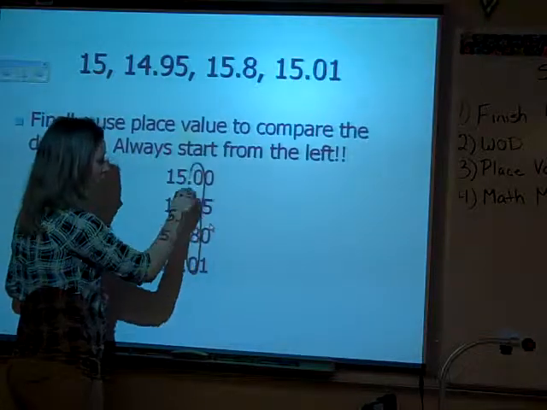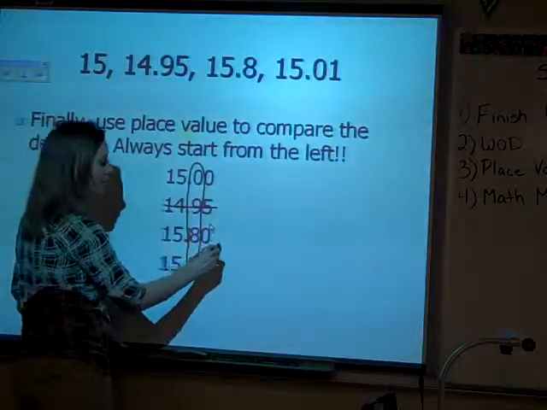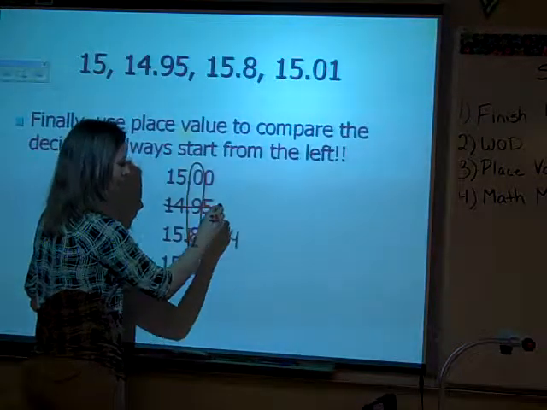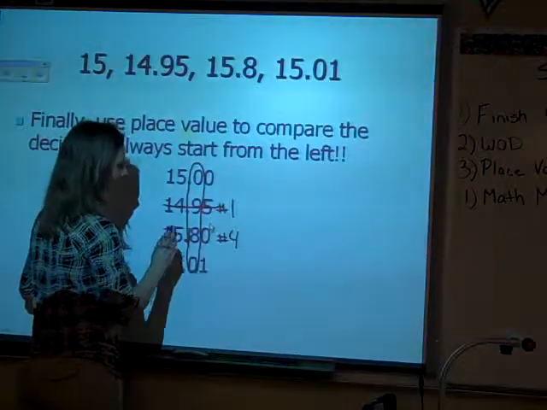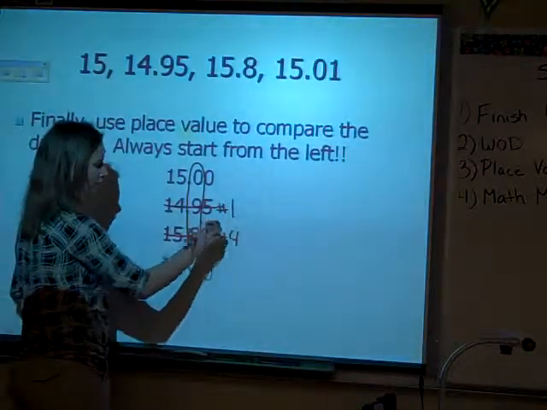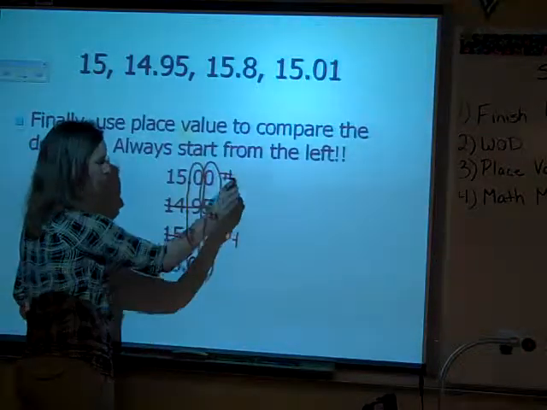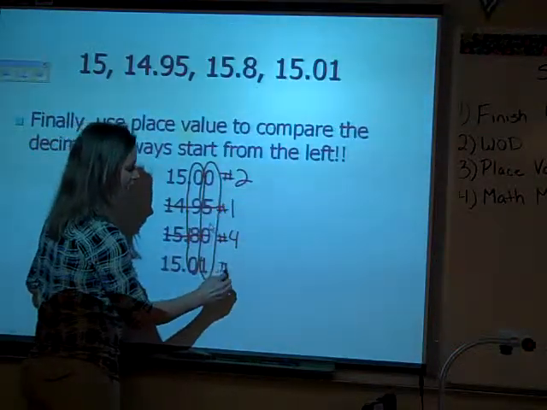I can see that just from the 3 I was looking at, the 8 is the largest number, so that's going to be number 4. This one was number 1. And I can get rid of that. And then I have to look at these two. Doing least to greatest, this one would be number 2 because the 0 is smaller than the 1. And this one is number 3.